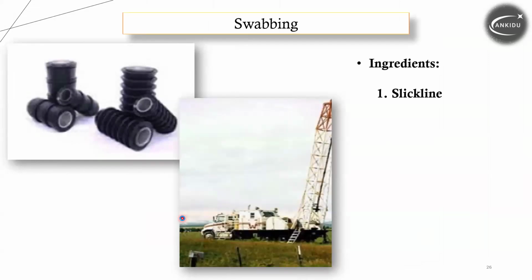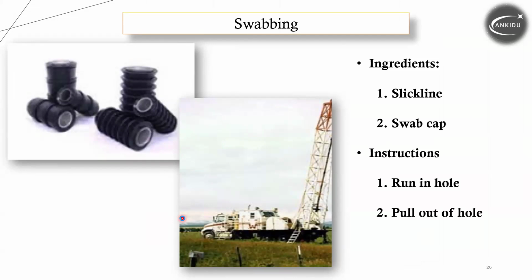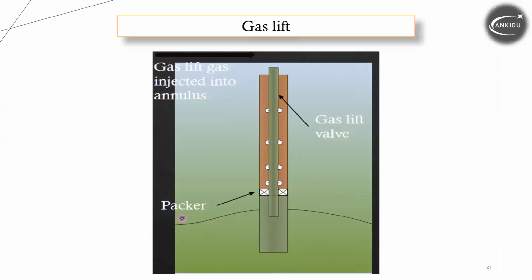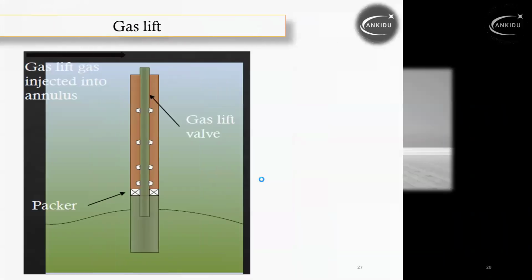Okay, swapping is another type of unloading the well. With slickline, it's very simple: swap equipment, run in hole and pull out, and then you have differential pressure inside the wellbore and the well is flowing again. Gas lift, if you have a gas lift, you can inject the gas to make the fluid lighter, and then it's unloading the well and flowing the well to the surface through the tubing or annulus.